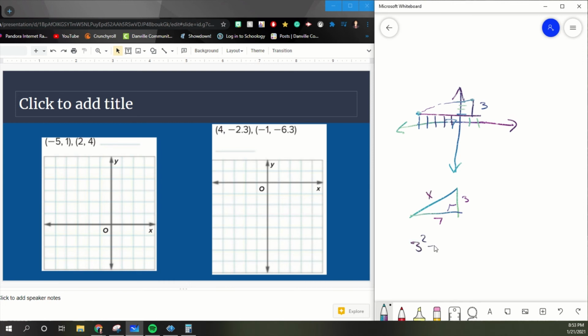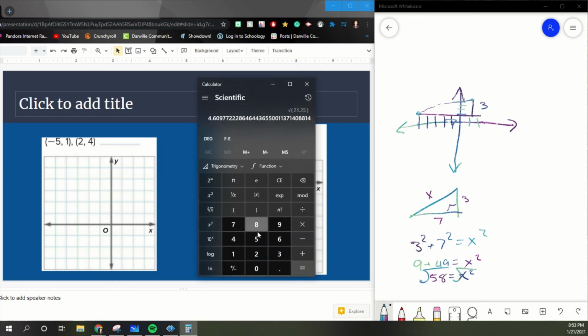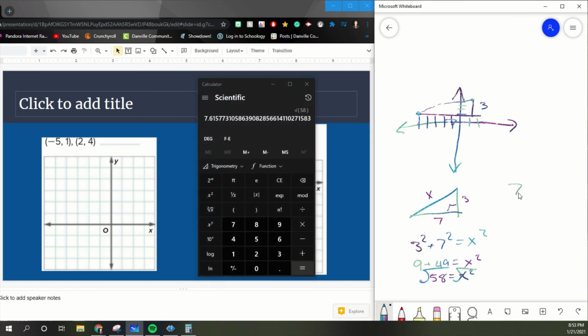So that gives us 3 squared plus 7 squared is equal to x squared. 9 plus 49 is equal to x squared. 58 is equal to x squared. Take the square root of 58. So let's go ahead and plug in 58, take the square root of it. And you get approximately 7.6 for your distance.